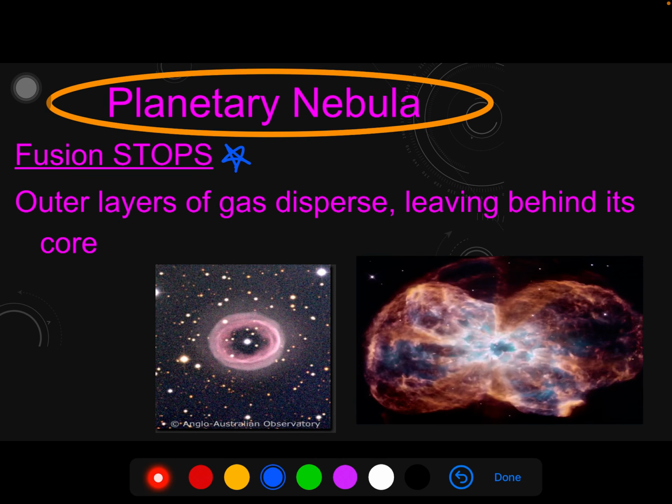Here's a couple of pictures of what a planetary nebula looks like. You can see some really cool pictures from the Hubble telescope. These are the outer parts of the star that are getting shed out into outer space. Notice here, you can see that there is a core. That's the core of the star that's left behind.